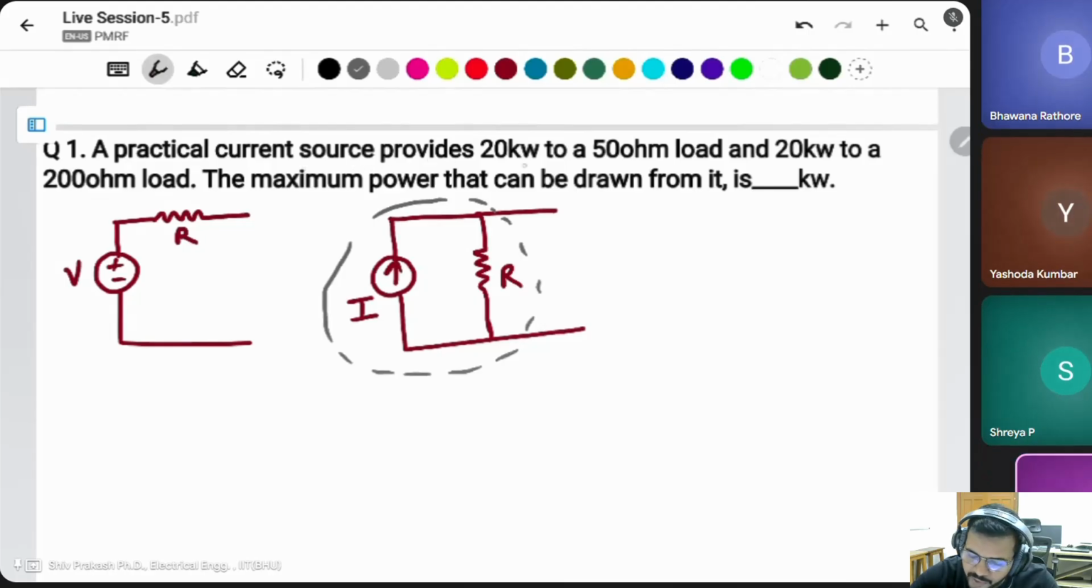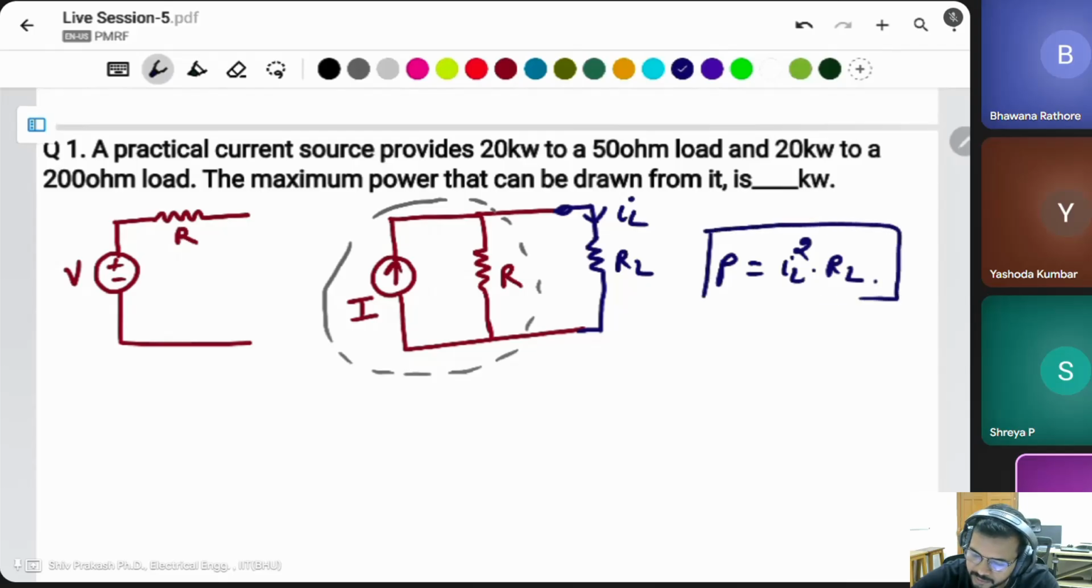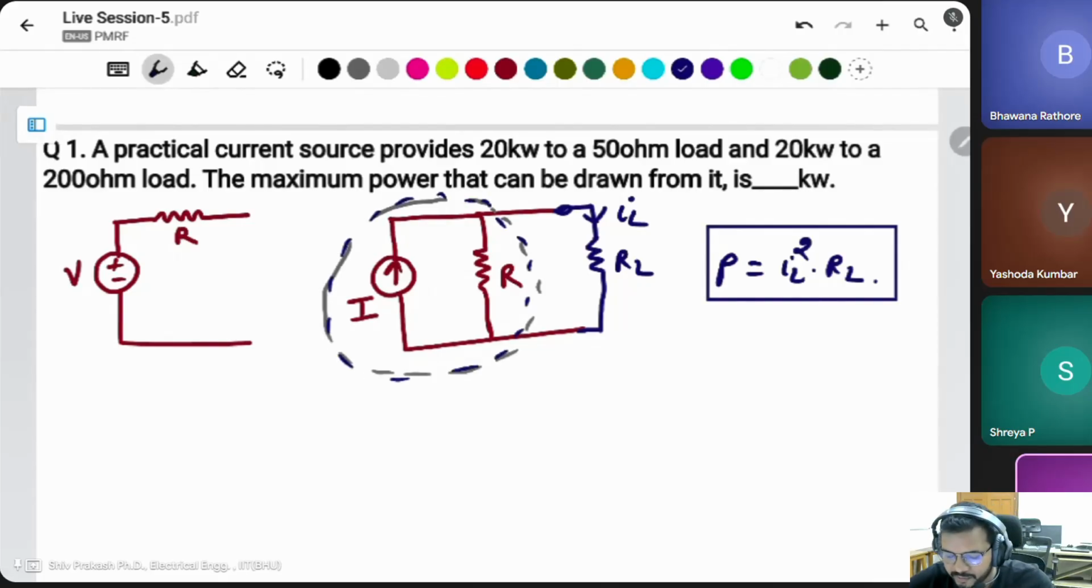It provides 20 kilowatt to a 50 ohm load. It means there is a load RL. Then this current is IL, and power for this load is IL square into RL. Means this is the source and this is the power.